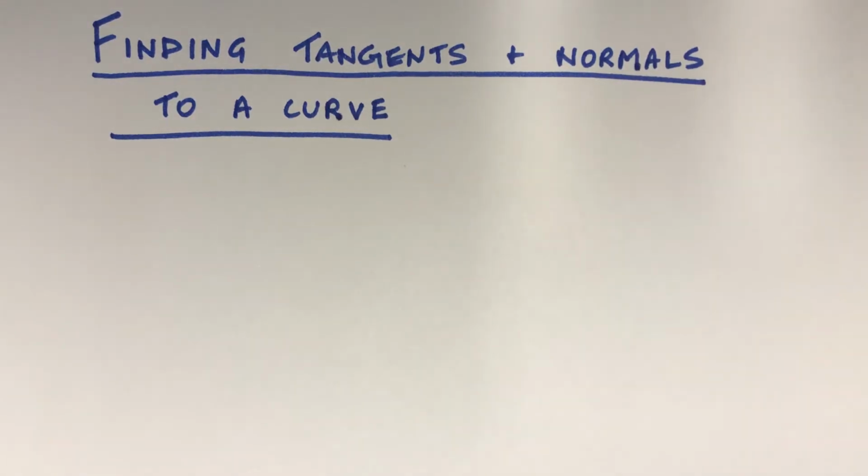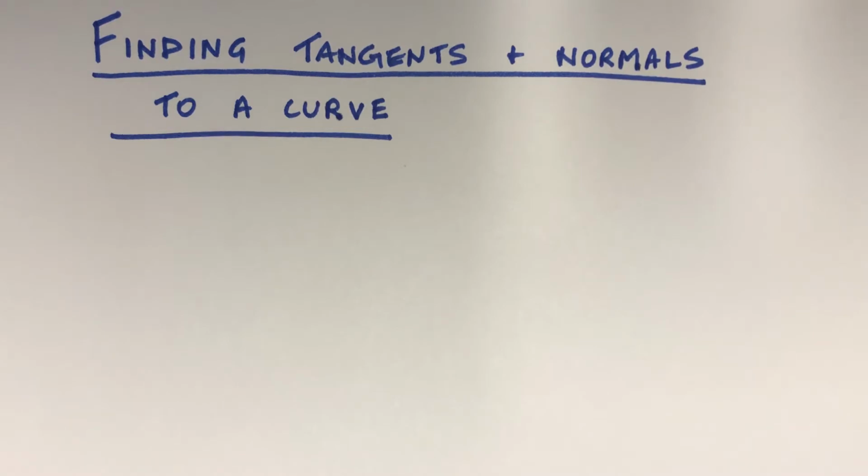Hi guys, finding tangents and normals to a curve. Now tangent and normal are both straight lines, and the tangent touches a curve at one point only once. The normal is also a straight line but perpendicular to the tangent at the same point on the curve. So to find the equation of the normal, we need to find the gradient of the tangent first, and then use the point gradient formula, and then we can find the equation of that.